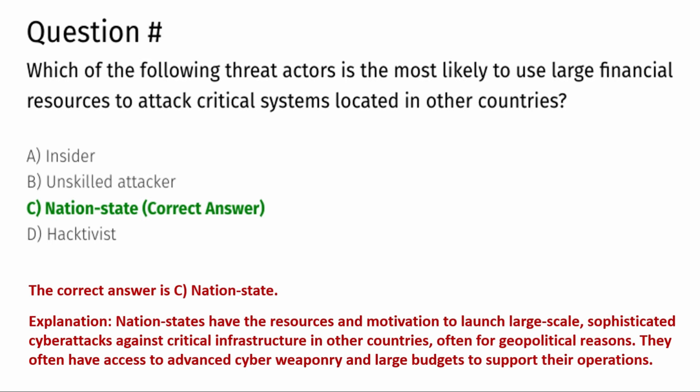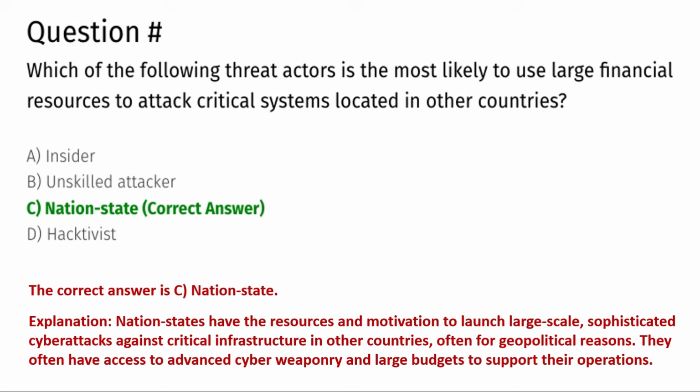Next question is, which of the following threat actors is the most likely to use large financial resources to attack critical systems located in other countries? Option A, insider. Option B, unskilled attacker. Option C, nation state. Option D, activist. And the correct answer for this question is option C, nation state. So let's check the explanation.